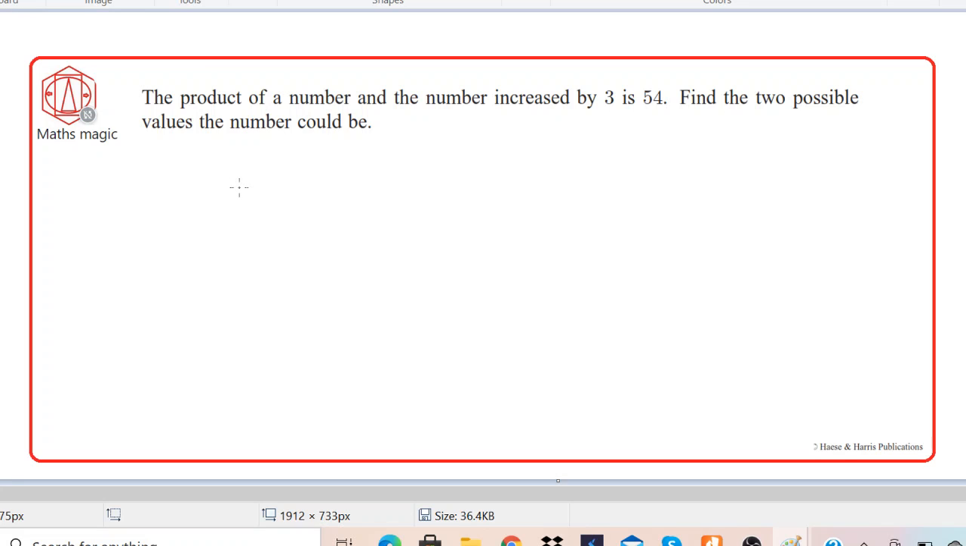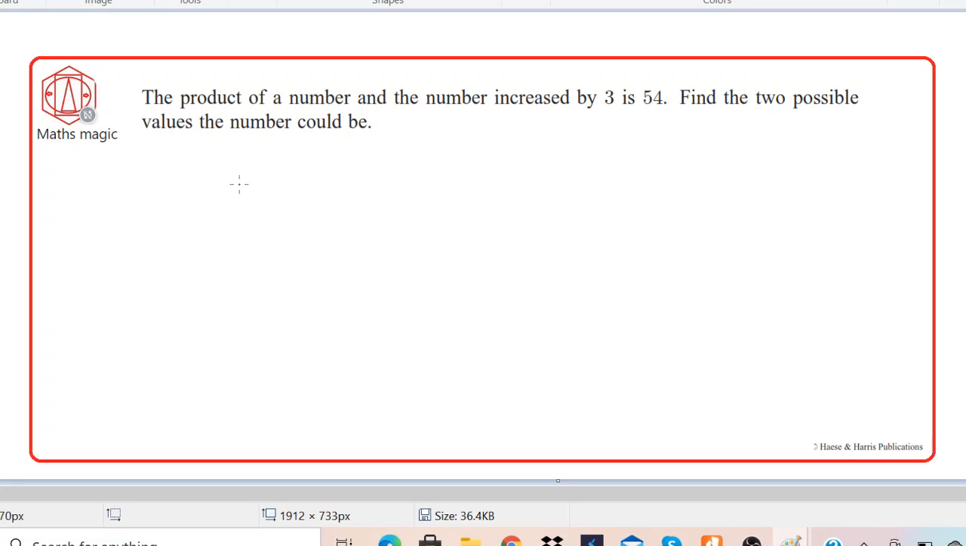Today we are going to discuss one of the important problems based on quadratic equations. We have already learned different techniques to solve quadratic equations. Now we'll see how we can use those techniques to solve a real problem. So we have a question on the screen.